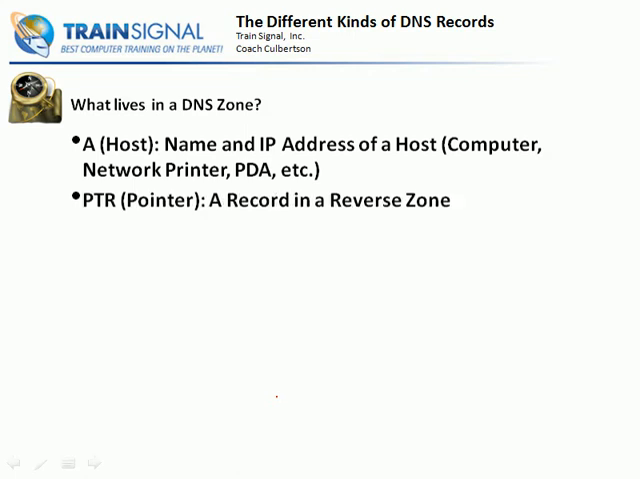Now, a pointer record is actually kind of the exact opposite in terms of its format. A pointer record is a record in what we call the reverse lookup zone, and instead of having the name and IP address, it has the IP address and name, just in a different order, okay? And I'll show you what that'll look like here in just a minute.